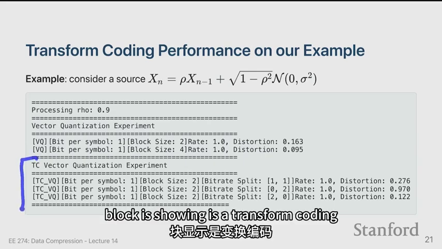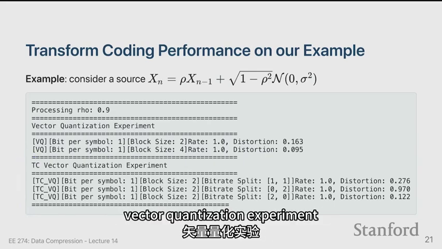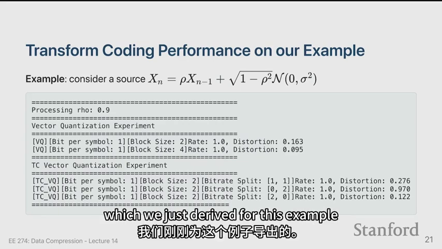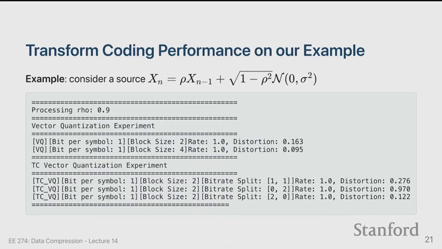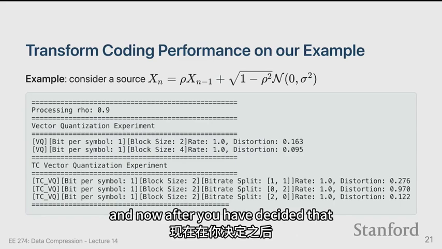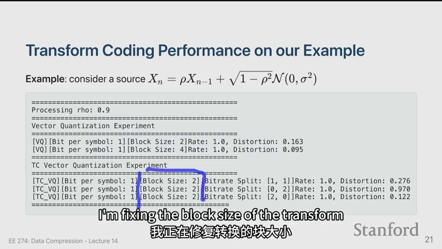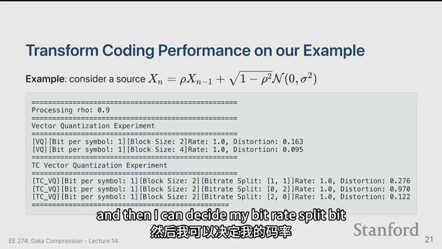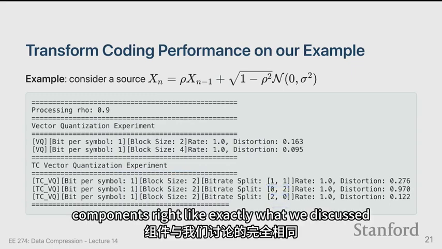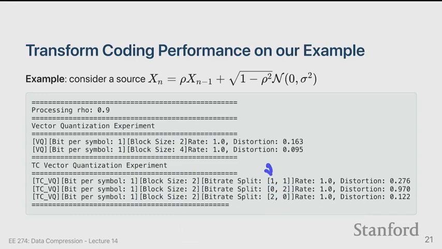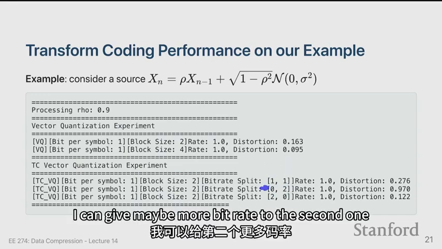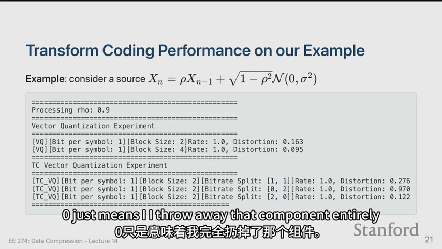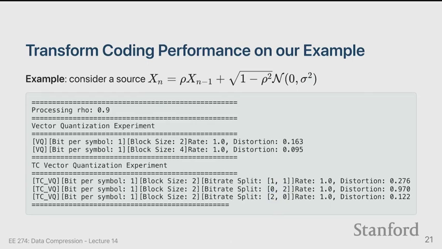What the second block is showing is a transform coding vector quantization experiment. TC is for transform coding. First you transform, and this is using the exact same transform which we just derived for this example. After you have decided that, in all of these examples I'm fixing the block size of the transform; it's just 2. Again, bits per symbol is always 1. And then I can decide my bitrate split between components, exactly like what we discussed. I can give equal bit rates to each of them, maybe more bit rate to the second one, or maybe more bitrate to the first one. 0 just means I throw away that component entirely. I don't even care.